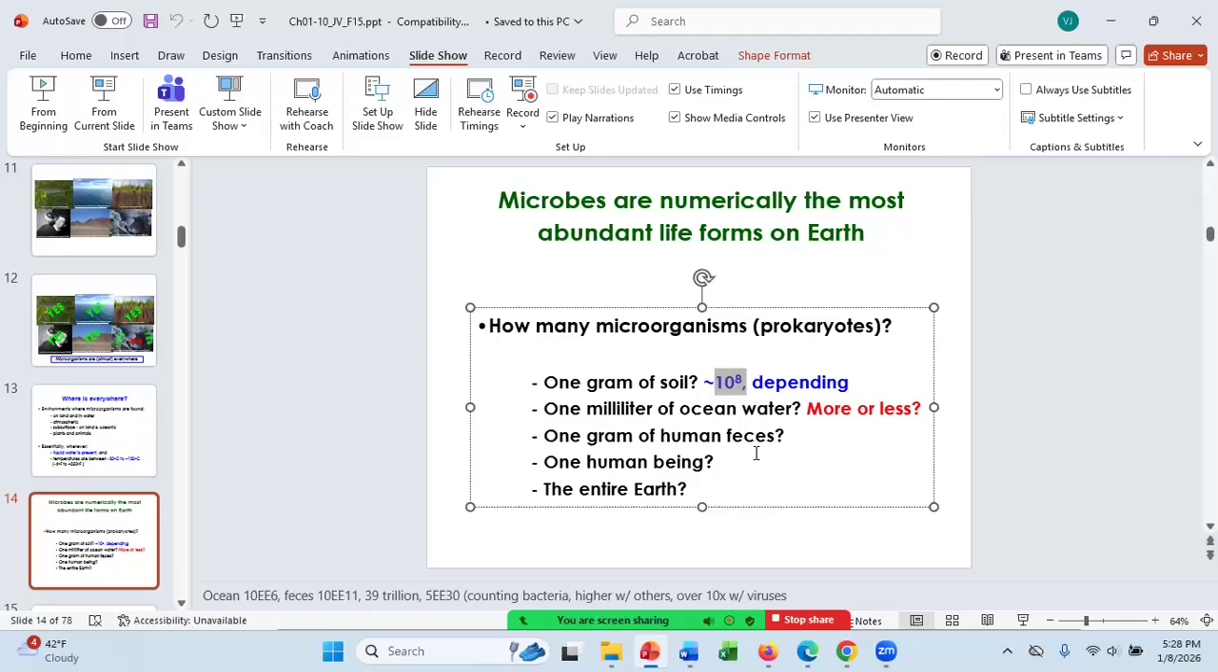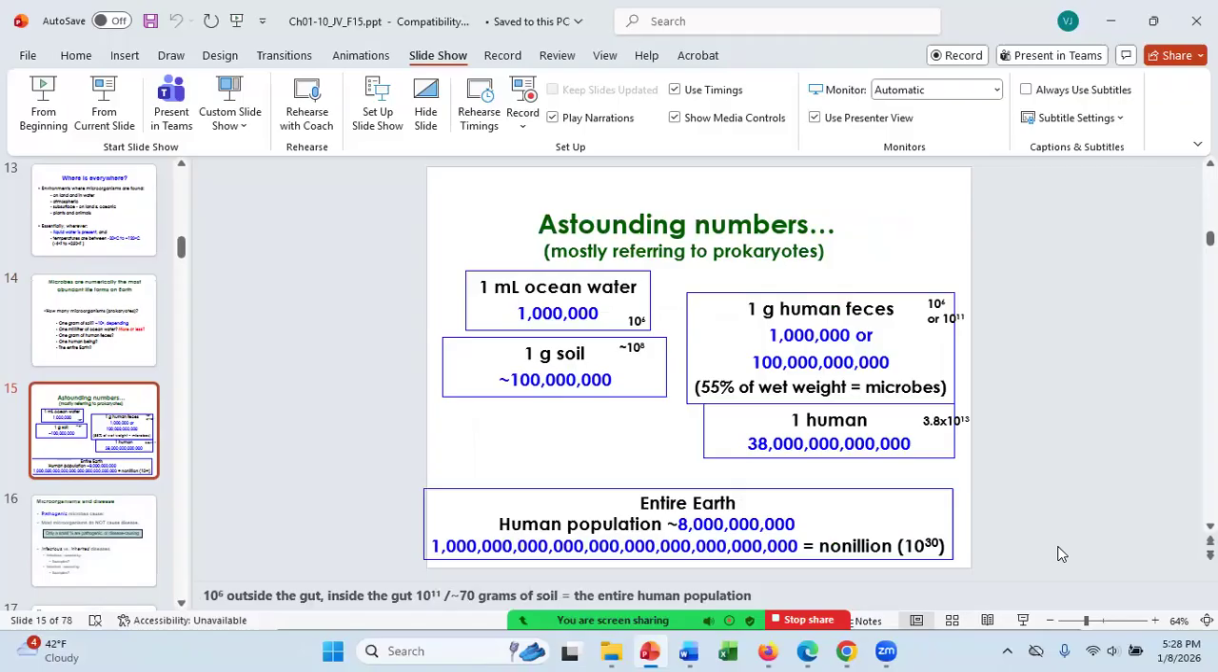All right, 1 gram of human feces, especially fresh human feces, has more cells than 1 gram of soil. On one human being, we have more cells than in 1 gram of soil. In the entire Earth, we have many more cells than in 1 gram of soil. And they're astounding numbers. In ocean water, we have about 1 times 10 to the 6 prokaryote cells per gram or 1 milliliter of water. And like I said, most soil has about 1 times 10 to the 8th.